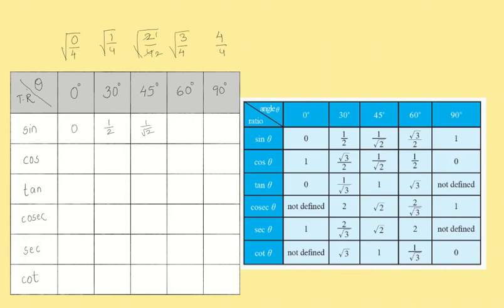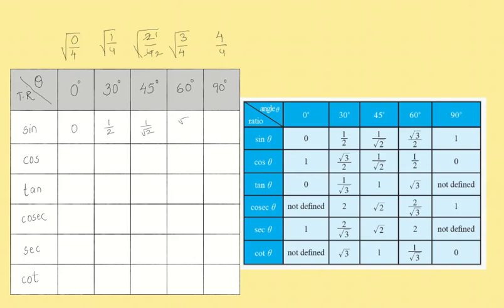Finding square root of 3 over 4 gives us the value of sine 60, which is root 3 over 2. We can simplify 4 over 4 as 1. So sine 90 is square root of 1, which is 1. If we compare the values that we found and the original table, it is exactly the same. So first row we found.